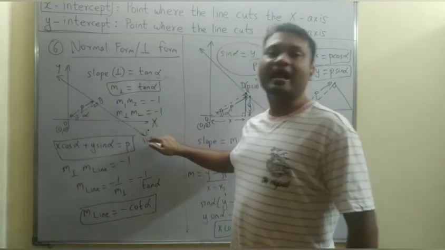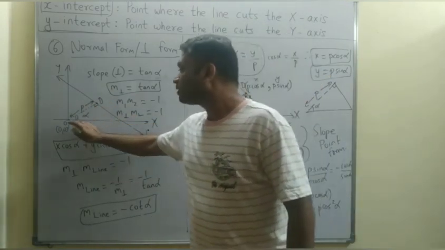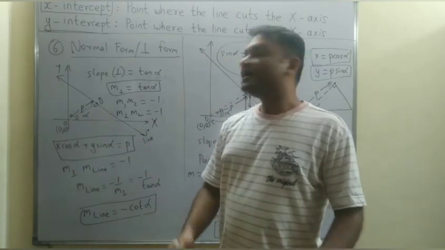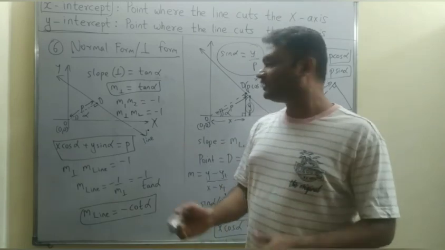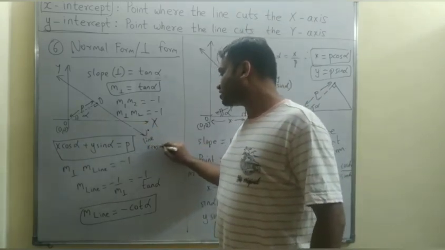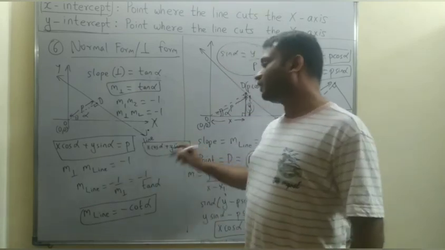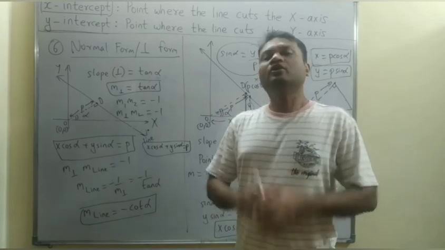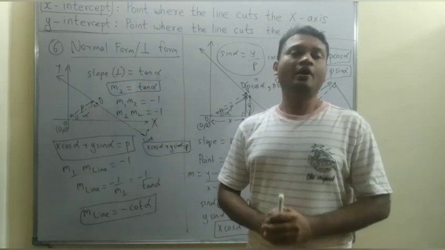This straight line is at a distance p from the origin, and this perpendicular OD makes an angle alpha with the x-axis. Then we have the equation of this straight line as x cos alpha plus y sine alpha is equal to p, which I have written here. So this is how we derive the equation of a straight line in normal form.